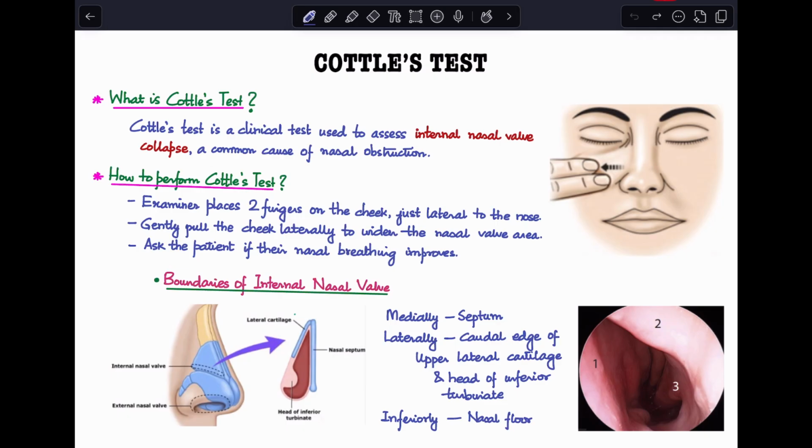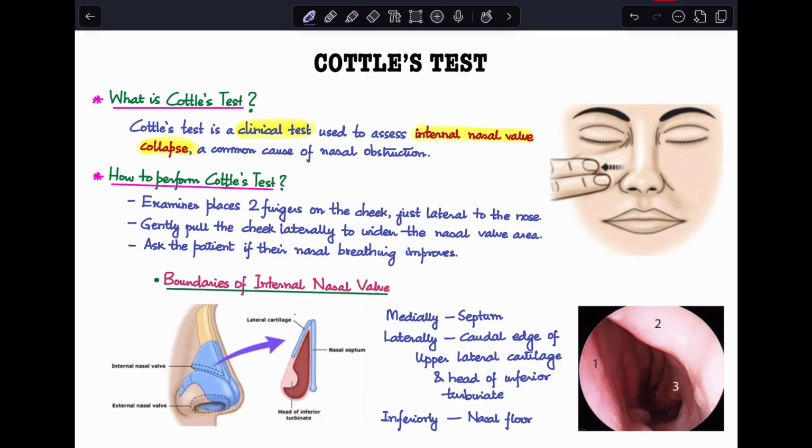Okay, so let's talk about Cottle's test. What is Cottle's test? Cottle's test is basically a clinical test that we perform while examining the nose of a patient, where we are assessing whether there is an internal nasal valve collapse, which is a very common cause of nasal obstruction. How do we perform this test?